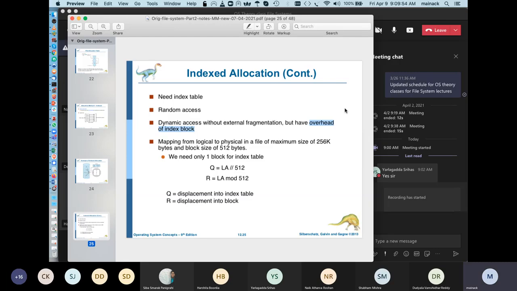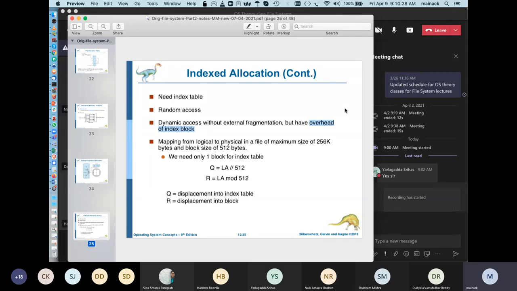This becomes problematic when you have only small files, because you create an index block, say with 10 pointers. In most file systems, you have a maximum file size. You should know this, because if you want to create a 1 terabyte file, it will possibly fail. In older file systems it was so; currently it is, I think, 64 terabytes or something.